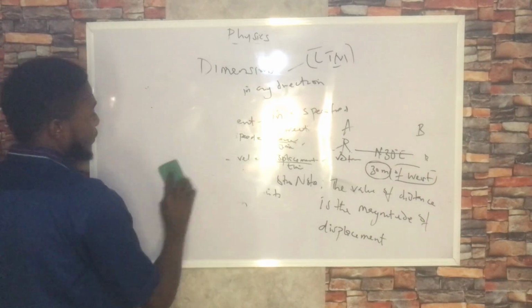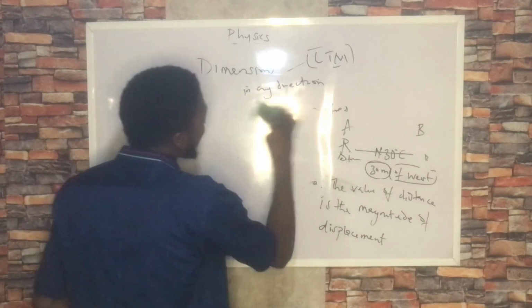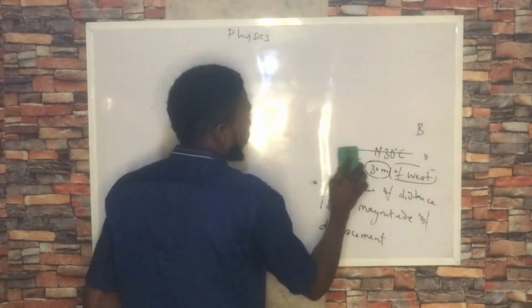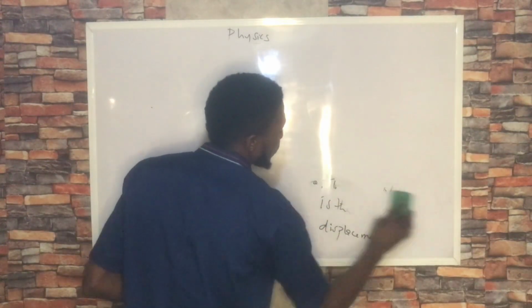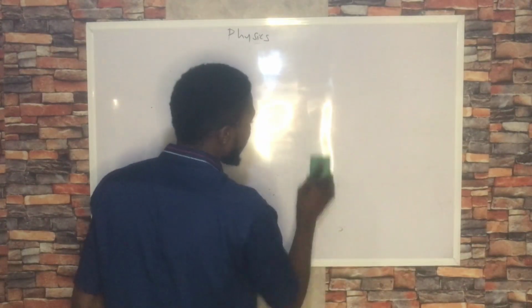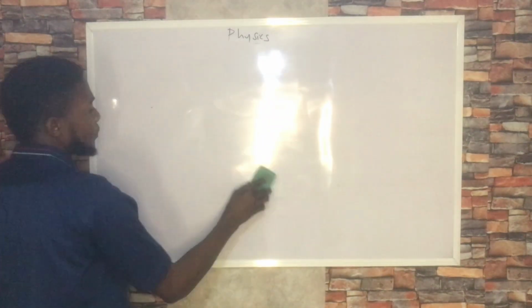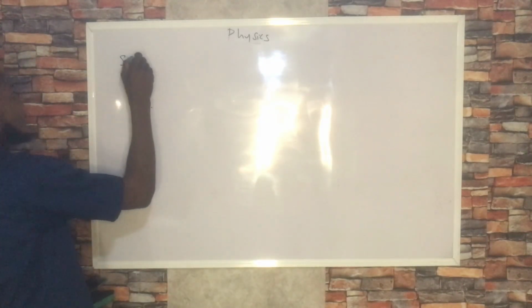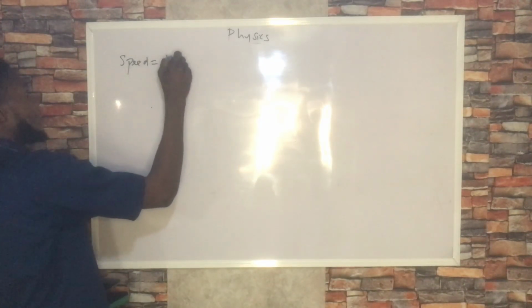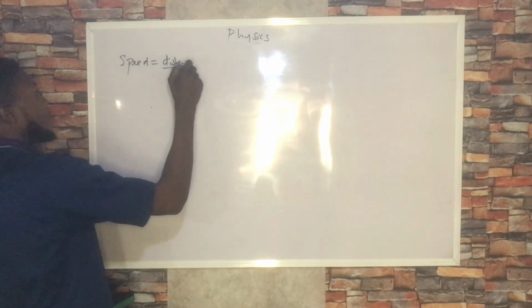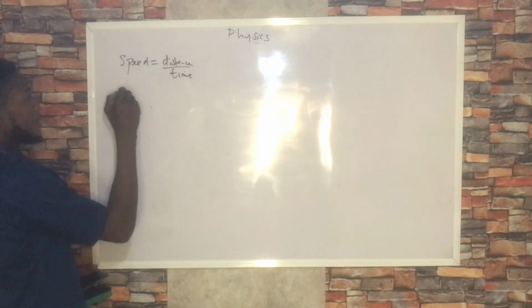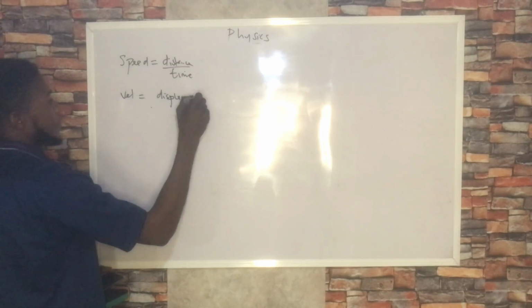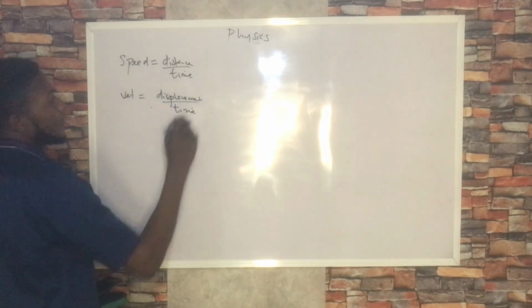So moving on, dimensions. Now that you have the knowledge of these things, we want to put them into application. We want to see how they apply in the course of dimension. So very quickly, let me write this here. Speed, distance over time. Velocity, displacement over time. Let's take note of something.